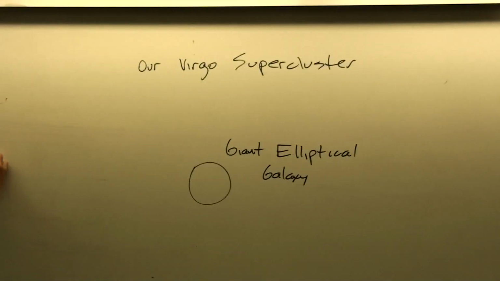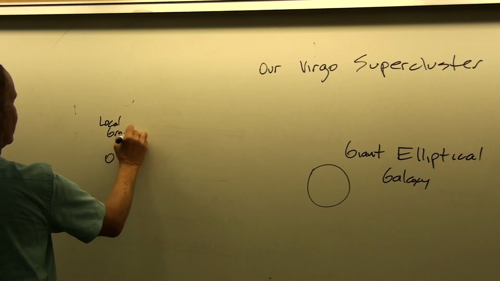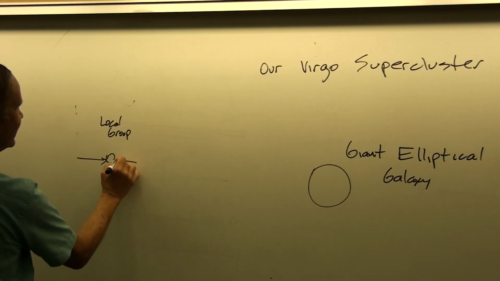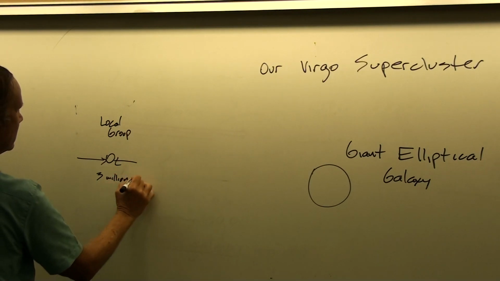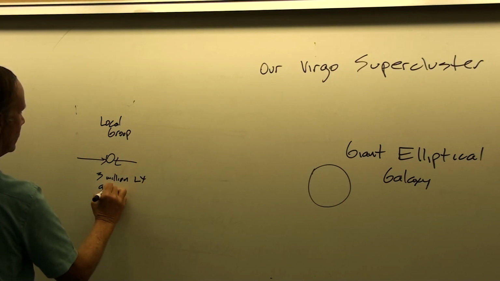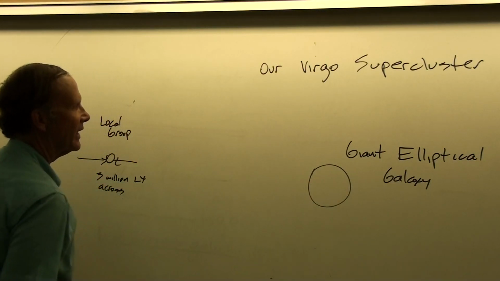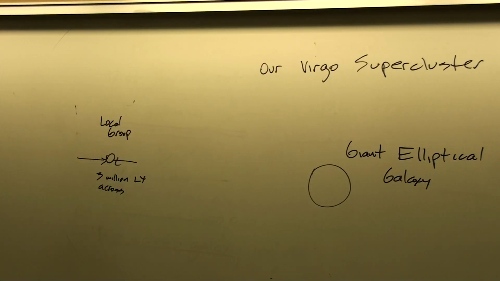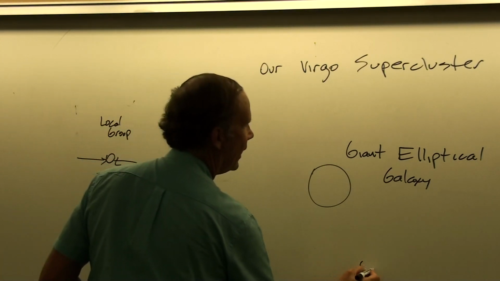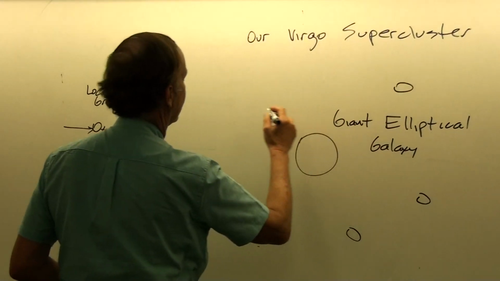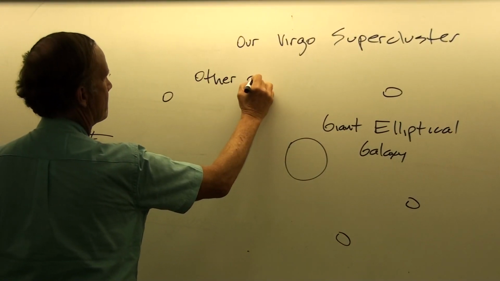Then out here, here's our local group now. Doesn't look so big anymore, does it? So this is 3 million light years across. But that's not looking so big anymore with respect to the distance to the center of our Virgo supercluster. And then here are other galaxy clusters, other than our own local group.